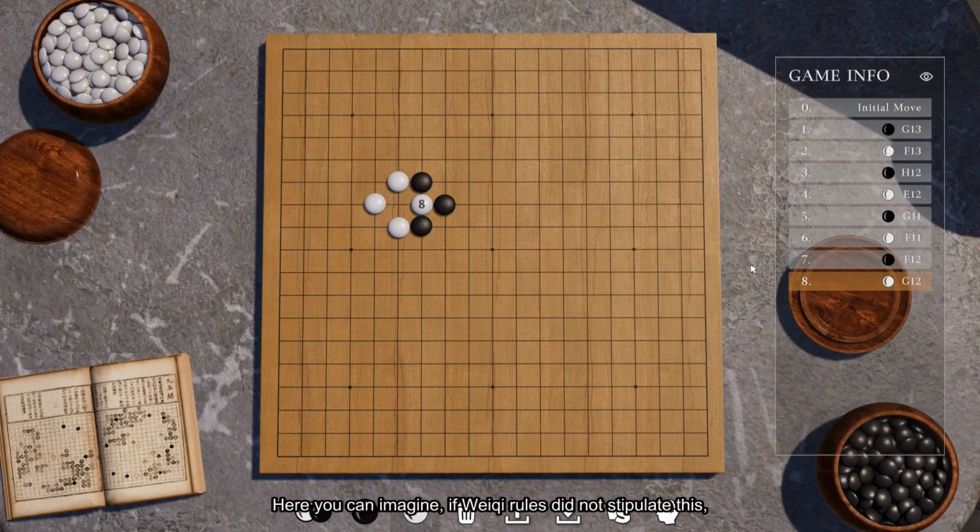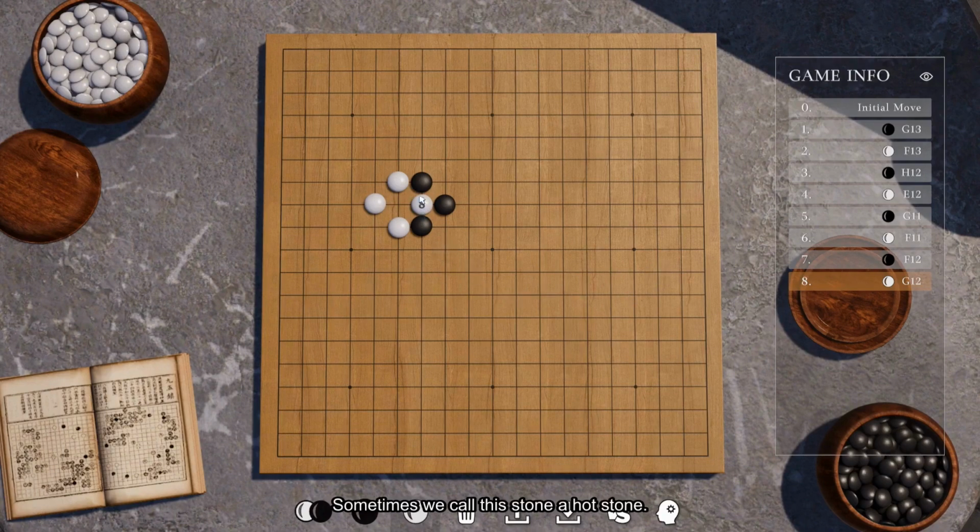Here, you can imagine if WeiQi rules did not stipulate this, it would create a situation where both sides endlessly capture stones in this spot. Then the game would not be able to continue. Therefore, WeiQi rules state that after one side captures the KO, the other side cannot go and recapture immediately.